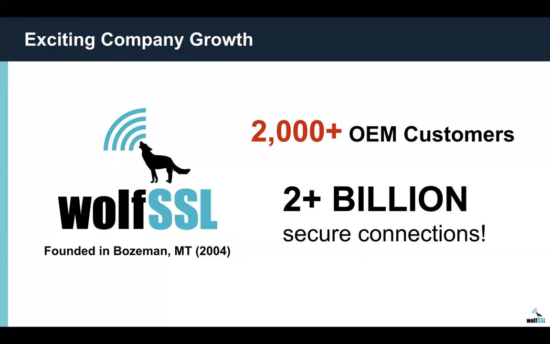As a company, wolfSSL has been growing since we were founded. We have over 2,000 commercial customers today. Our best estimate is we secure somewhere over 2 billion active endpoints at any one time on the internet. And we were founded in Bozeman, Montana. We still have a development office there, but we also have employees and offices spread around different places now as well.